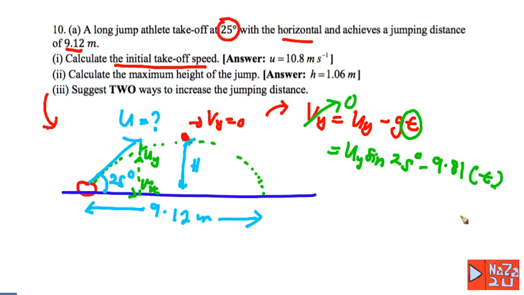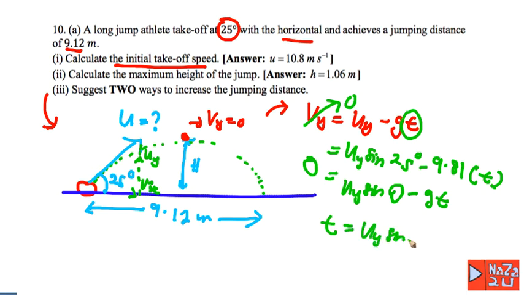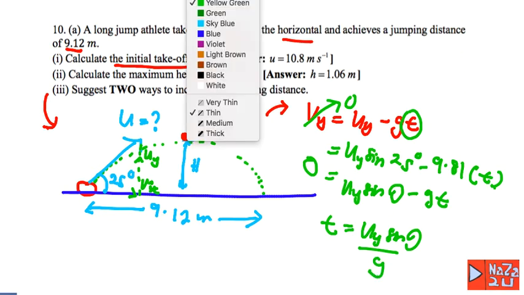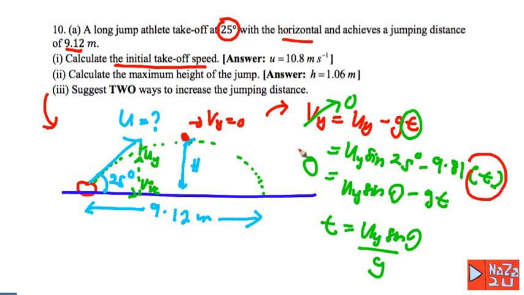Okay, no need to use the value yet, let's just use theta. We still use u sine theta first. So 0 is equal to u sine theta minus gt, so t is equal to u sine theta divided by g. This is the value of t, the time taken from the ground level to the maximum height h.